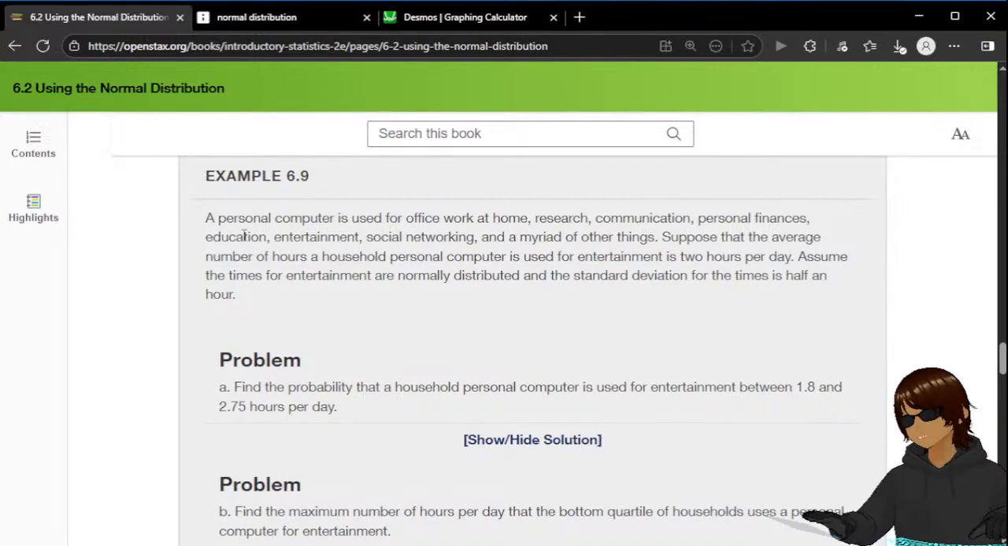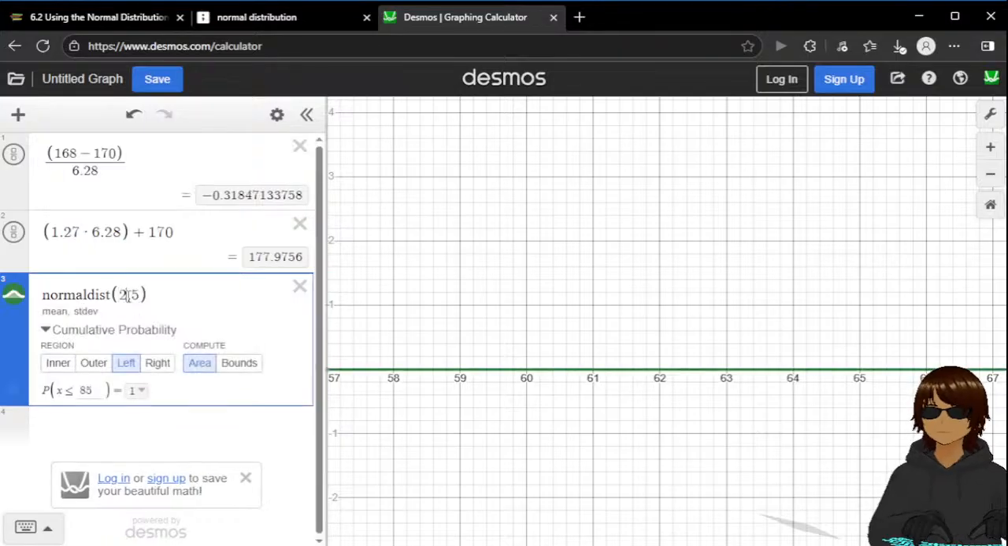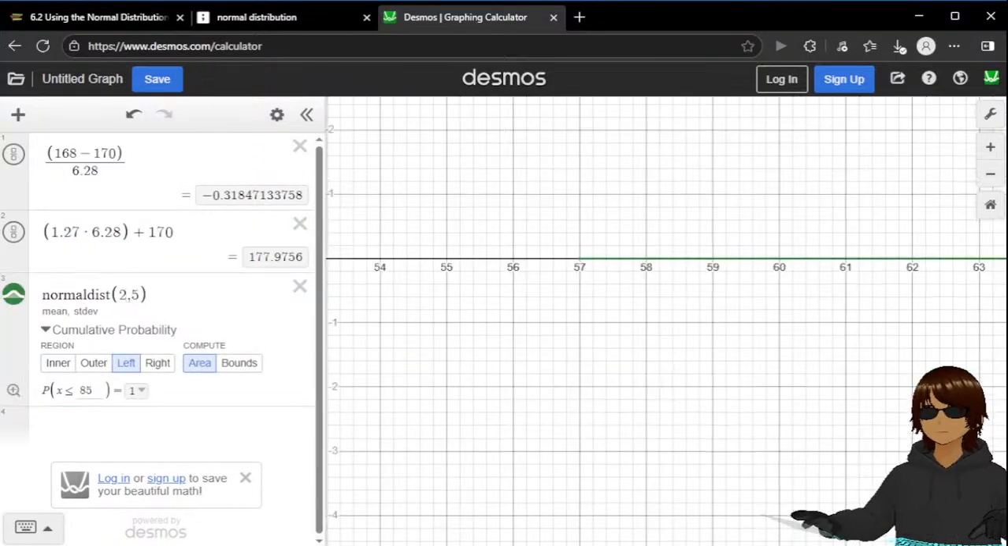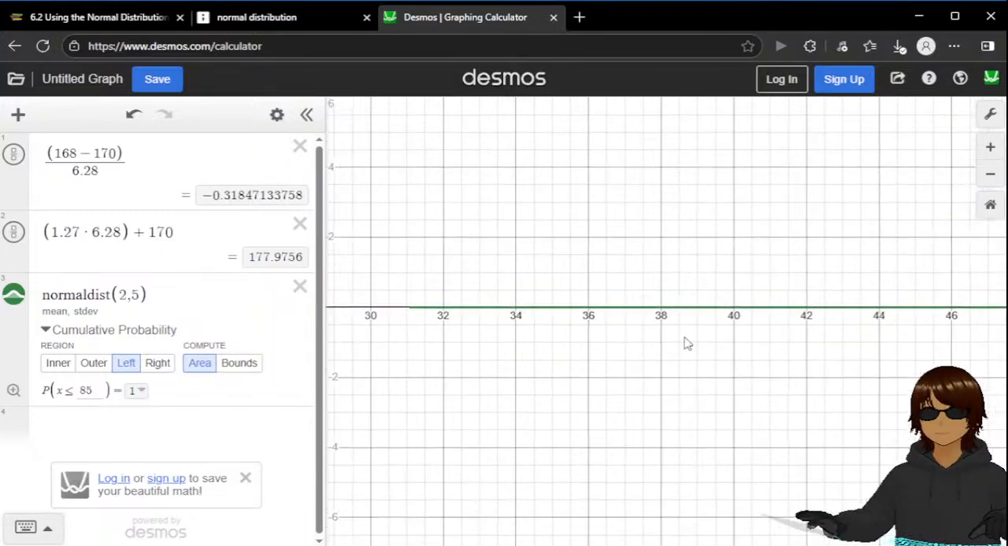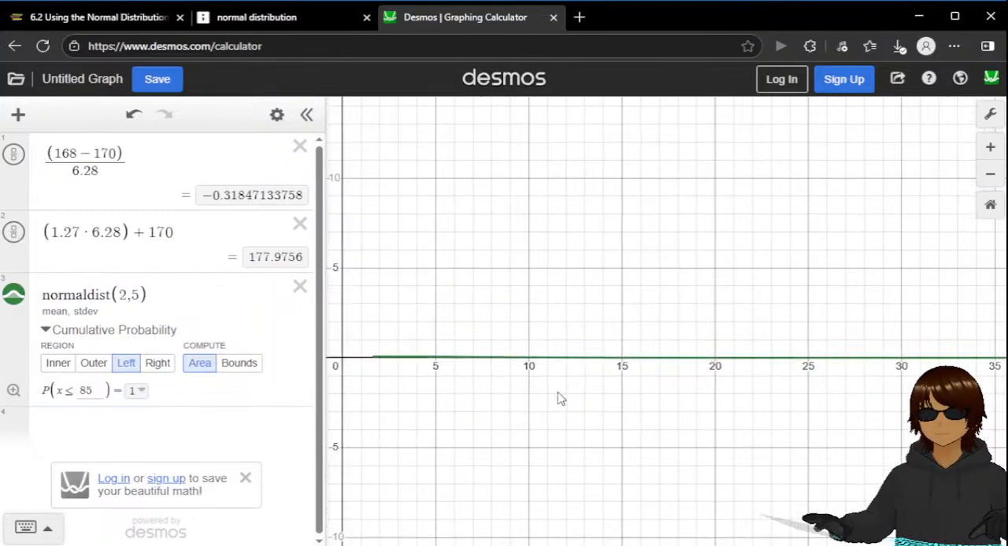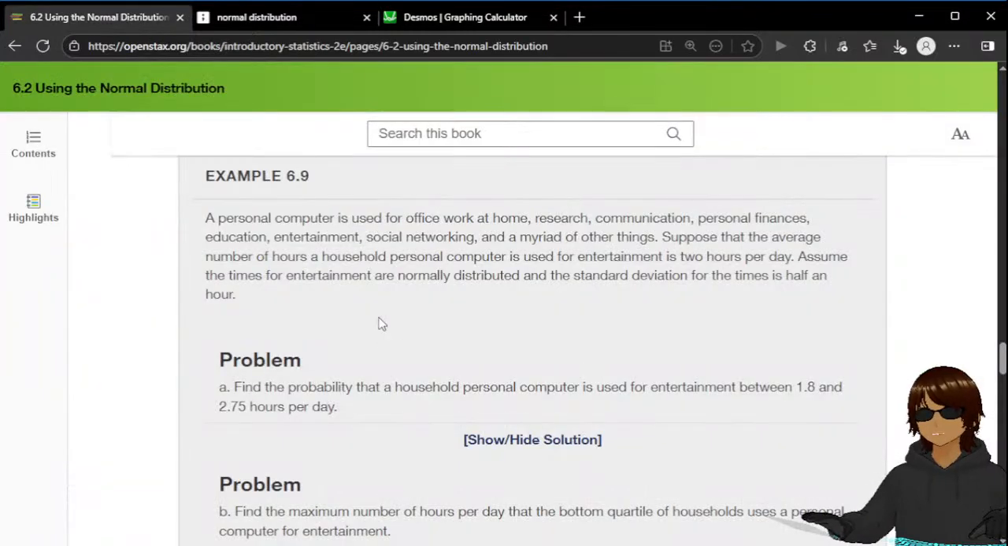Personal computer is used for office work, at home, research, communication, personal finances, education, entertainment. Yeah, whatever. Suppose that the average number of hours a household personal computer is used for entertainment is about 2 hours per day. So the average is 2. Okay. Average is 2. Standard deviation.